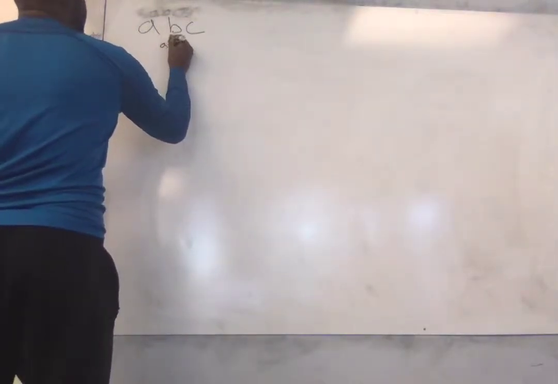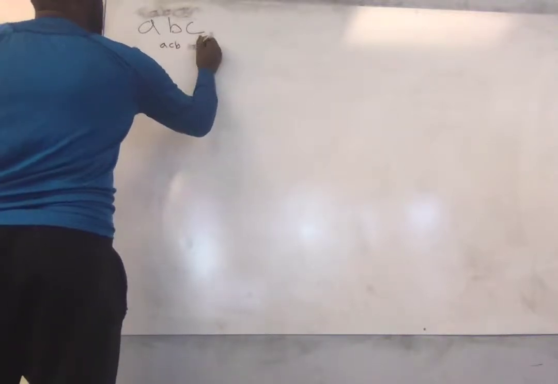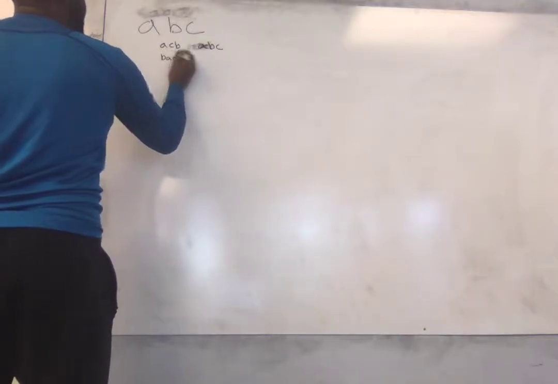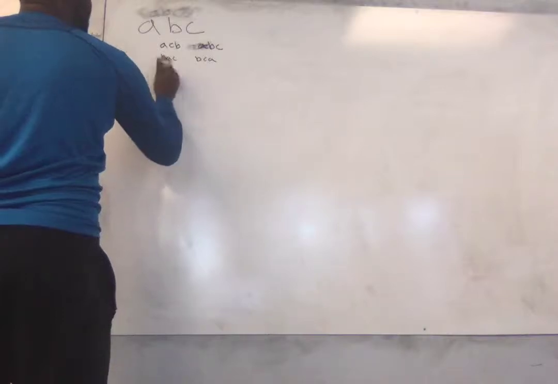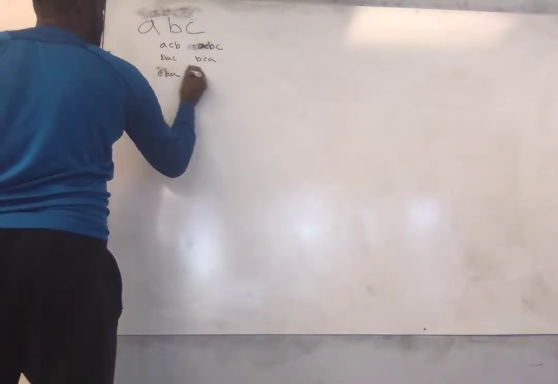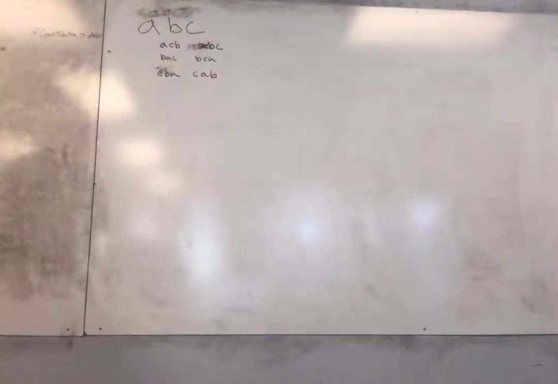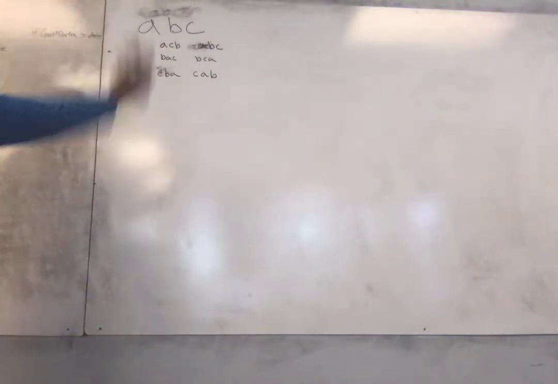So it should be A, C, B. A, B, C will be one of the answers. We would have B, A, C, B, C, A. And then we'd have C, B, A, and C, A, B. I think that's it. So we'll end up with 6 answers off of this 3-letter string. If we did 4, I think we'd have like 24. So you can do the math on that. I think it's factorial.